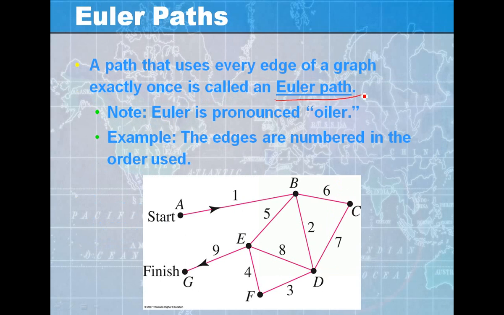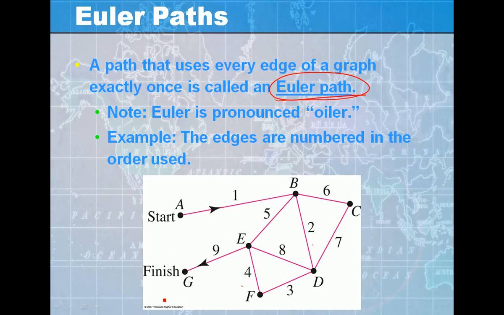So if we have an Euler path, Euler means that you use each edge exactly once, and path means you don't necessarily have to start and stop in the same place. If you follow the numbered edges 1, 2, 3, 4, 5, 6, 7, 8, 9, you notice that you went to each edge exactly once, started at A, finished at G. Now I'm not a huge fan of numbering the graph, and you'll find out in the next section exactly why.